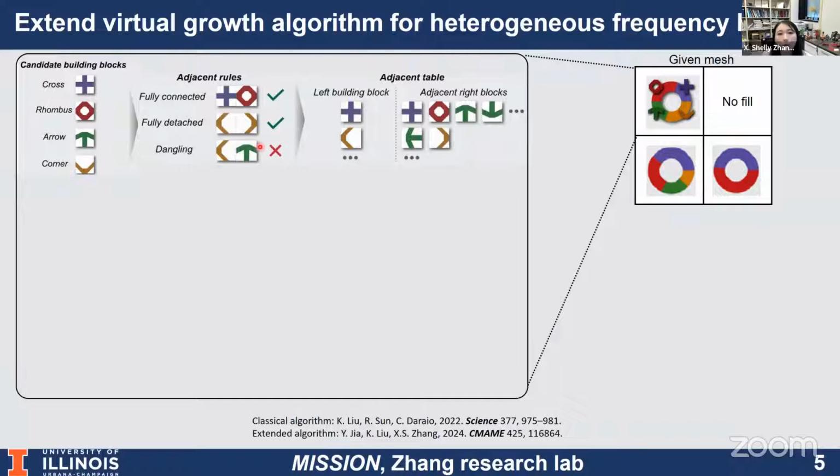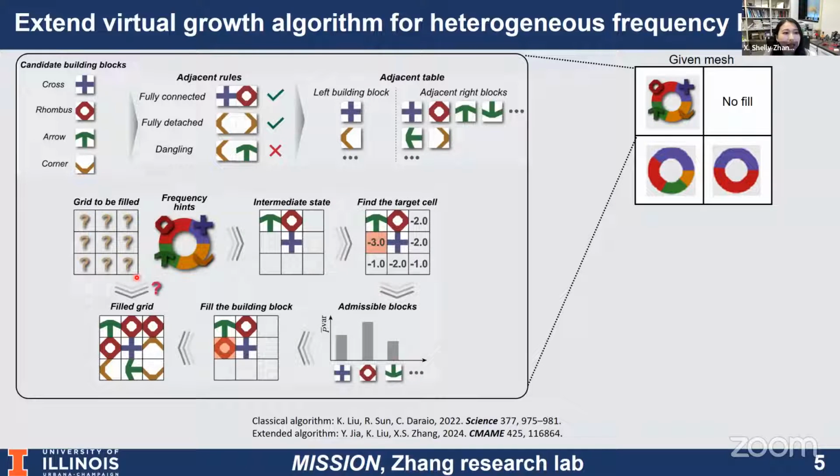The first thing we need to do is to form this adjacency rule and adjacency table. The main idea is to know which building block can connect to the other one without having some hanging members or have some fully detached structure. The second step is to decide how many building blocks we're going to fill per finite element. So in this case, let's say we want to fill 3 by 3, or 9 in total, building blocks according to the optimized frequency. And then we gradually fill in each of these locations, and we use the lowest entropy.